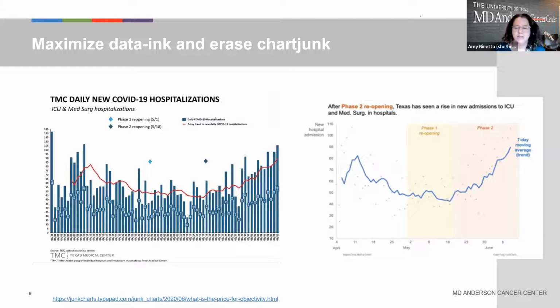And on the right, you see a reworking of those same data by another data visualization expert, Kaiser Fung, who runs the blog cited at the bottom of the page, Junk Charts. So if you look at what has been erased from the TMC's chart, you see that there's an excess of data ink, and that excess of data ink sort of obscures the message of the graph.